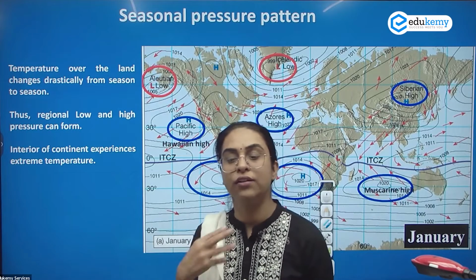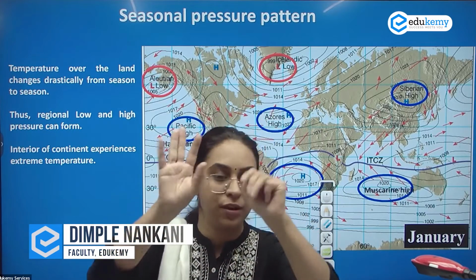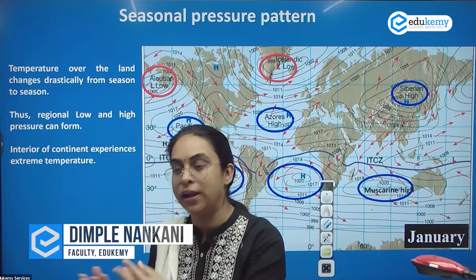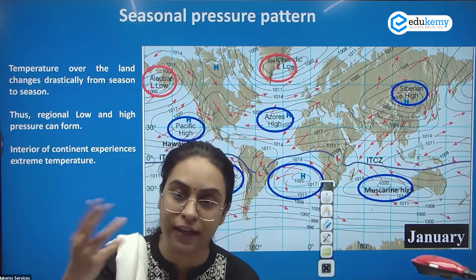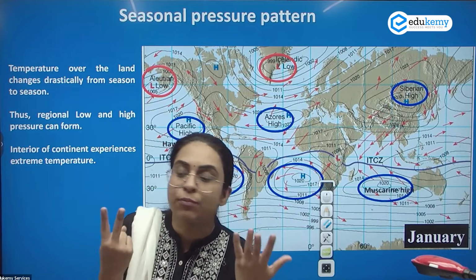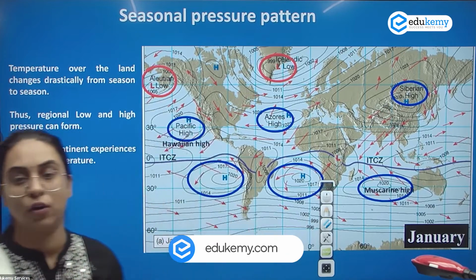In reality, there are no pressure belts. Hadley said there are 3 pressure belts: the equatorial pressure belt, the North Polar high pressure belt, and the South Polar high pressure belt. Ferrell said that there are 7 pressure belts. We know the names: equatorial, subtropic, subpolar, and polar.